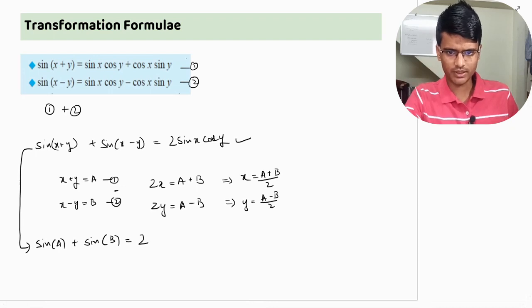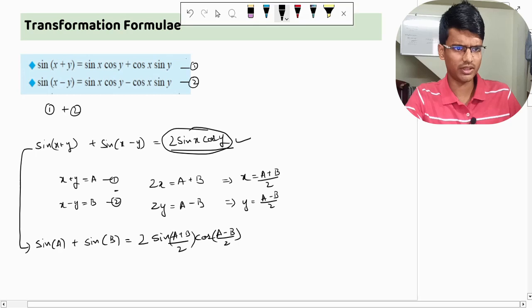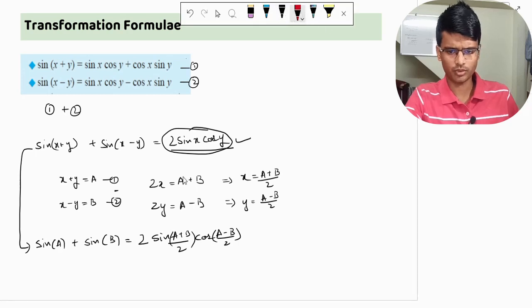So here I can replace the x and y in this term. I'll get 2 sine of a plus b by 2 cos of a minus b by 2. That's it. So this is the formula that you need to remember. I hope the derivation was easy to understand.